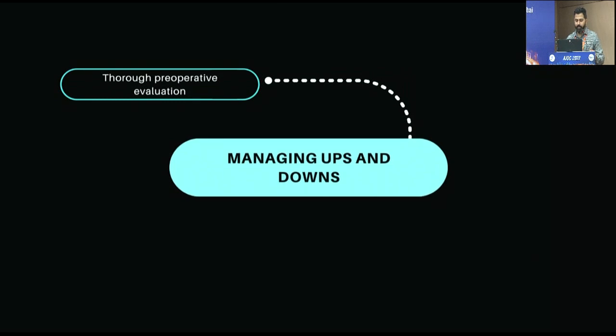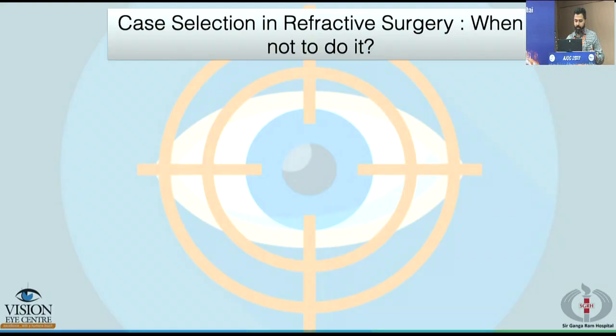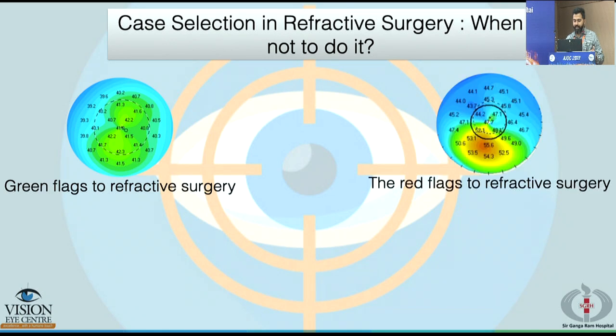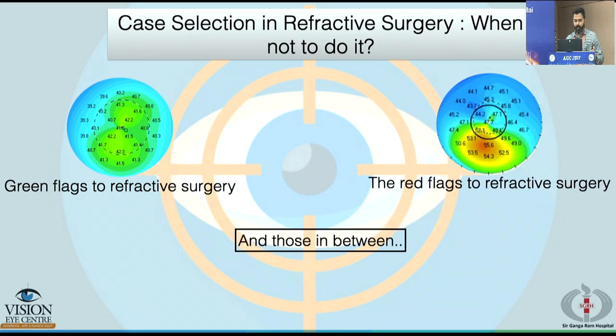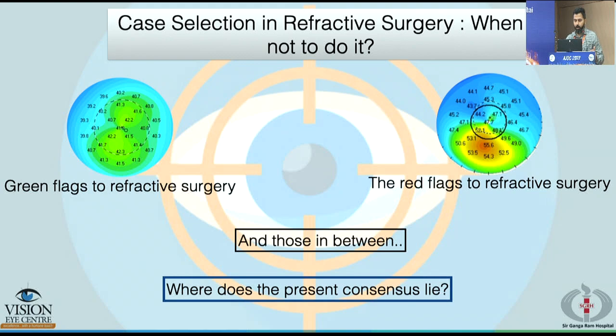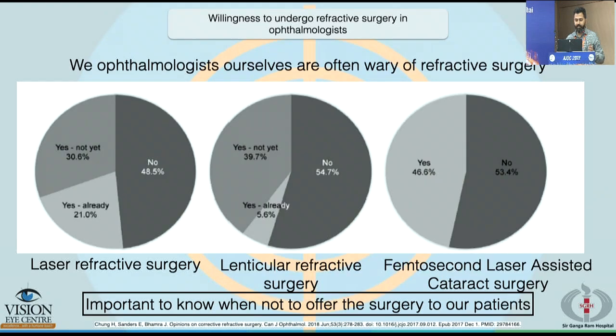Starting with the thorough preoperative evaluation, there are obviously the green flags and the red flags that we're all aware of, and none of us would operate on any of those red flags. But there are some gray areas. There is a survey which talks about how many ophthalmologists are willing to get refractive surgery, and the results are a little surprising. Not many people want even laser refractive surgery, and a majority of ophthalmologists don't want lenticular refractive surgery on themselves. And a majority would definitely not get femtosecond laser assisted cataract surgery on themselves. So this is the survey.